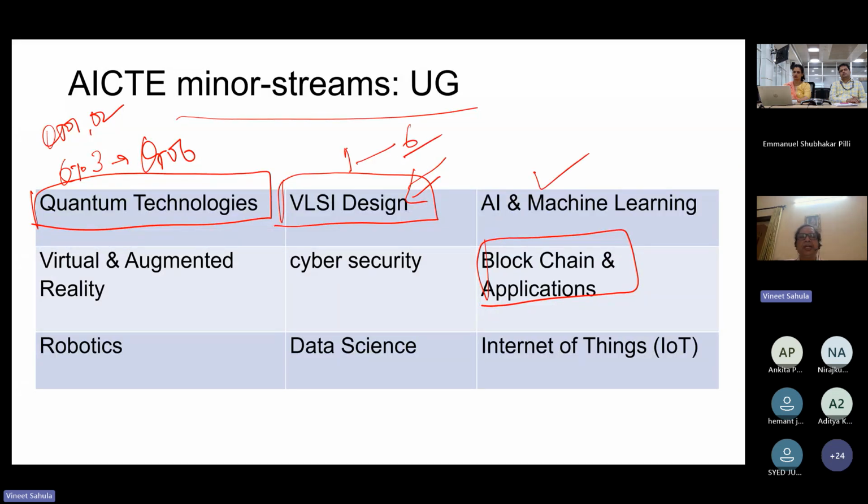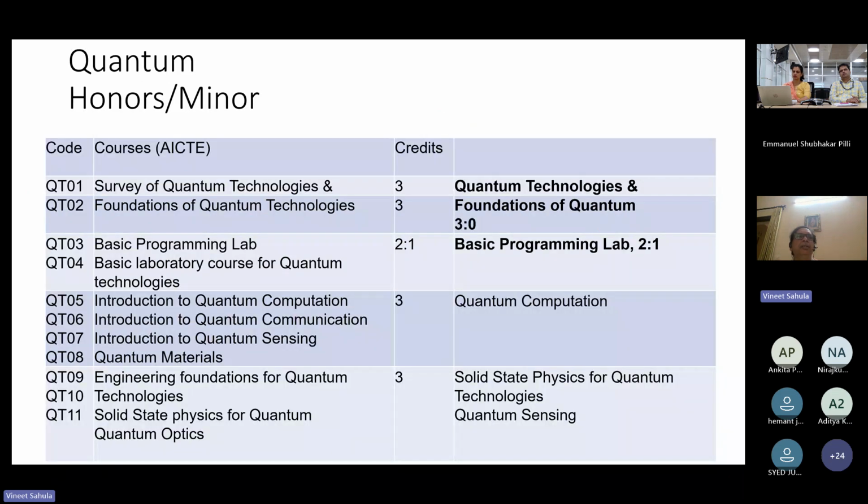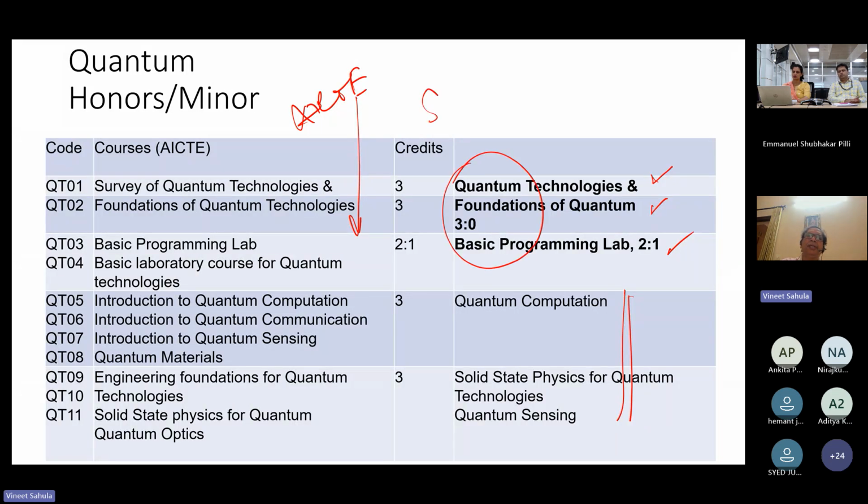We are also starting FDPs aligned to the subjects defined by AICTE in the document for the minor syllabus. These are the quantum subjects defined in the AICTE document, and this is what we are offering. 3 of them are already over, and the rest are to be offered in the future. If you have missed any of these, we'll offer them in a self-paced format. You can still go through that.